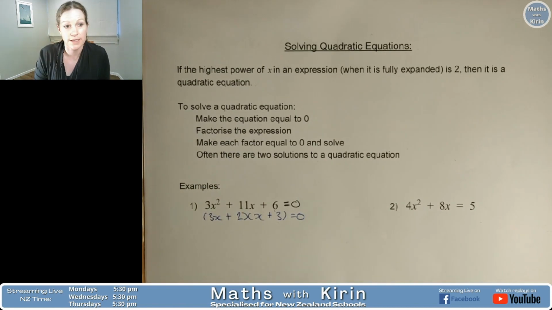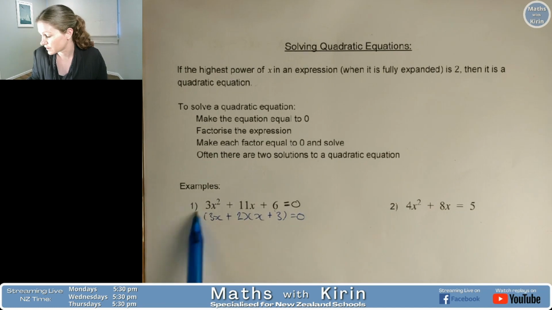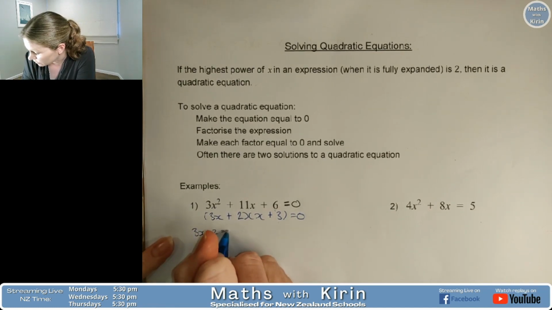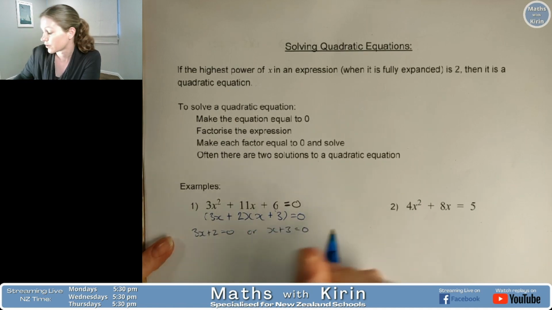So we're factorized. Now we need to make each factor equal to 0. If we start with the left-hand side, we either have 3x plus 2 is equal to 0, or x plus 3 is equal to 0.